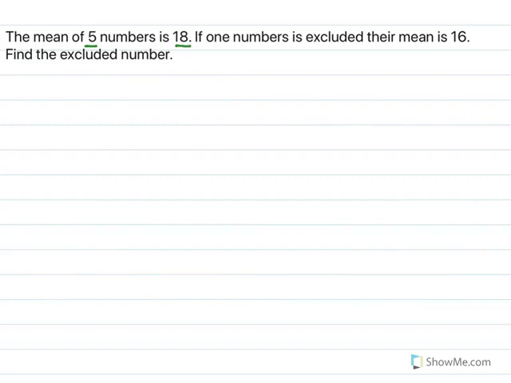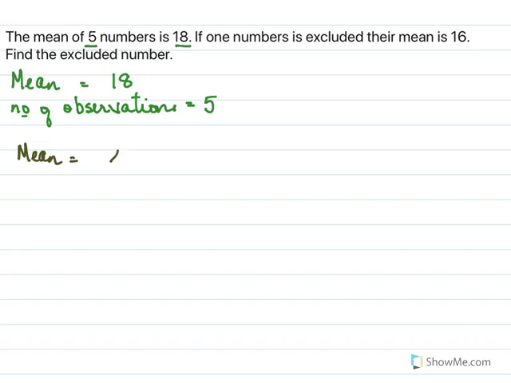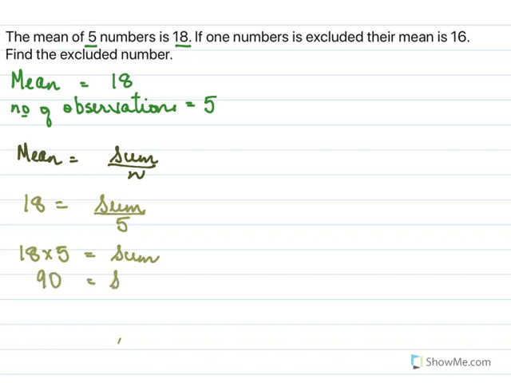The mean of 5 numbers is 18. So we have mean 18, number of observations equal to 5. So we know mean equal to sum over number of observations, and the mean is 18. The sum we do not know, and the number of observations is 5. So 18 into 5 equal to sum, which is 90 equal to sum. This is of 5 observations.